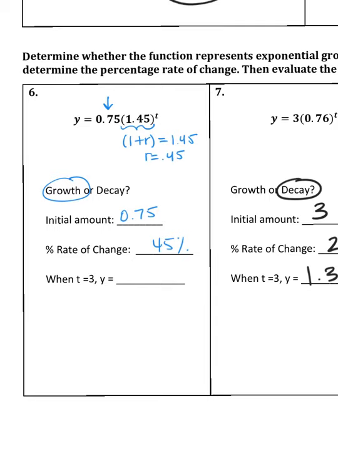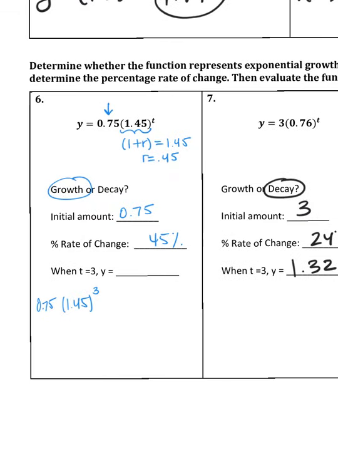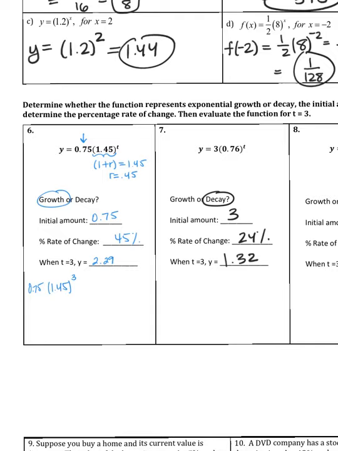To evaluate this when t equals 3, we need to first calculate 1.45 to the third power, and then we can multiply by the value in front, 0.75. And we would get, I forget what we're supposed to round to. We can round to 2 decimal places here. We get 2.286, which is 2.29. We did 7 in class together.